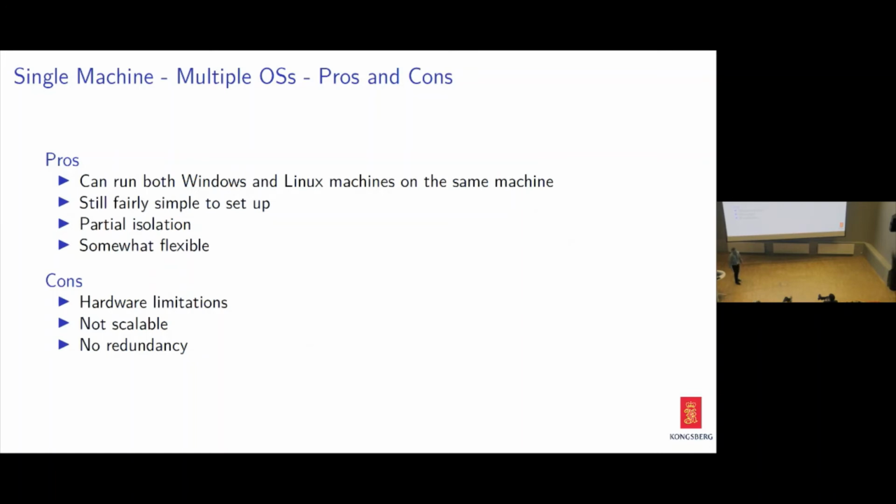So it's slightly better since you can now run both Windows and Linux FMUs at the same time. Hooray. And it's still fairly simple to set up. I mean, simple depends on who asks, I guess, but I think it's not that difficult. You get partial isolation between the VM and your local machine, and you don't have to pollute your local machine with lots of dependencies. Still you have got to have some dependencies for native execution, but it's better. You're still limited by hardware, and it's still not very scalable nor redundant because you're still running everything on one machine.